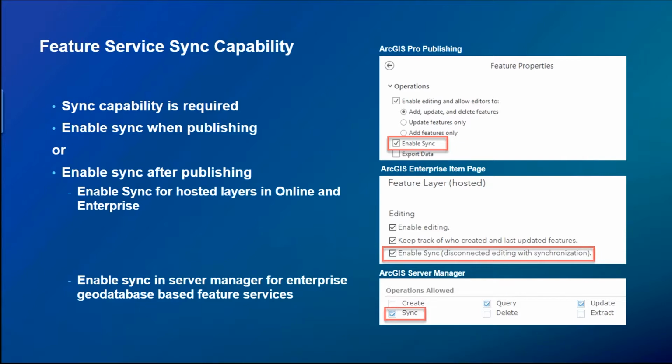If you're using hosted feature layers in online and enterprise, you just go into the item page and check enable sync. If you're using a feature service running on top of your enterprise geodatabase, then you go into the ArcGIS Server Manager, go to the capabilities list, and enable sync.